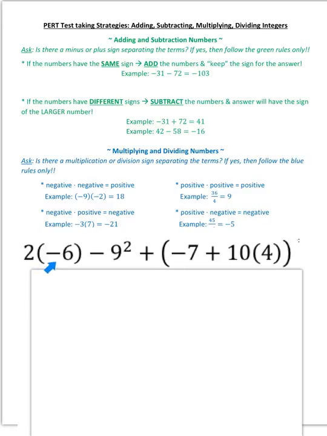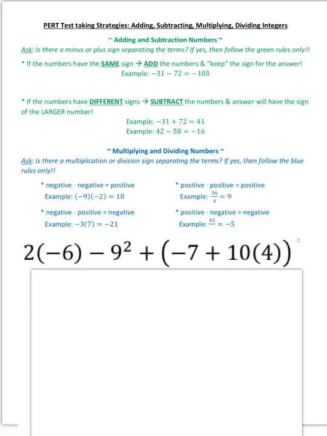Whenever we look at a problem, such as this one down here, you are always going to want to ask yourself several questions. How are the terms separated? Are they separated with a plus sign, or are they separated with multiplication? And when you ask yourself that question, then you're going to run through all of these rules. If there is a plus sign separating the two terms, then you're going to follow the green rules, which are right here. If there is a multiplication sign or a division sign separating the terms, then you're going to follow the 4 blue rules down here.